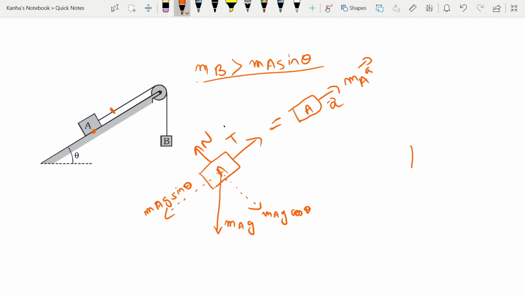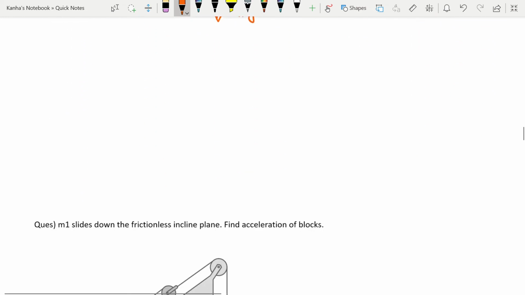You can easily make the free body diagram for B as well, because the mass of B is greater. For B there is only one contact, so you have a contact force, then you have the weight of B, and it's going down with a force MB into A. Now you can easily write the equations of motion for this as well, and these are not very hard to do. So with this in mind, we can look at one of the questions.